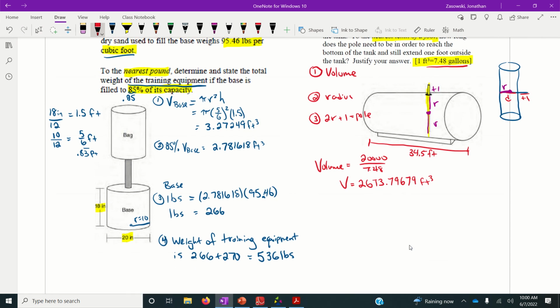Okay, now we're going to determine the radius by using the volume formula. Remember, the volume formula is pi r squared h. We know h, by the way, is 34.5, and we know that this is our volume. So we're going to do 2673.79679 is equal to pi r squared times that 34.5. The first thing we need to do is get r squared by itself, because in order to get rid of the squared, we're going to need to square root. So we divide by 34.5 pi.